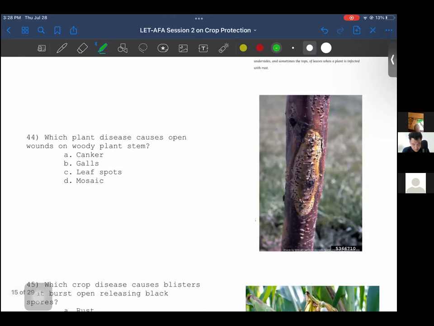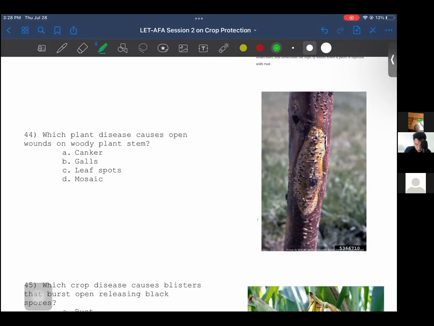Ayan, which plant disease causes open wounds? Tulad nito, on woody plant stem. So this one is called canker. Ito na yung kaninang sinabi ko. Ayan, canker. Ang canker, nagkakaroon ng open wounds like this one. Ang canker ay nangyayari rin hindi lang sa stem but even sa citrus, sa pomelo, lemon, meron din, orange, iba pang citrus canker.